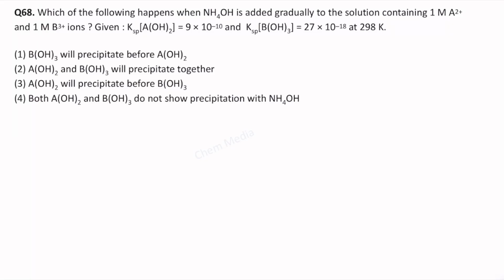Hello everyone, here is a question from ionic equilibrium. Which of the following happens when ammonium hydroxide is added gradually to the solution containing 1 molar A2+ and 1 molar B3+ ions? Solubility product of both the salts are given at 298 K. Now we know that the condition to form precipitate is ionic product has to be greater than the solubility product.